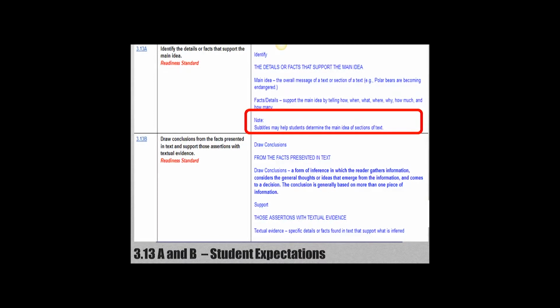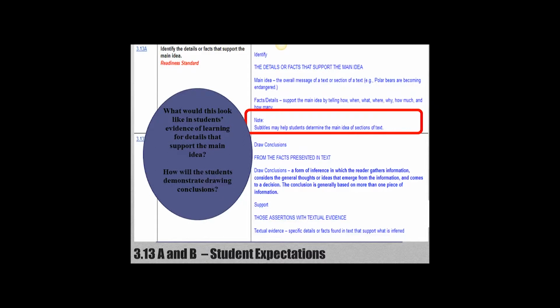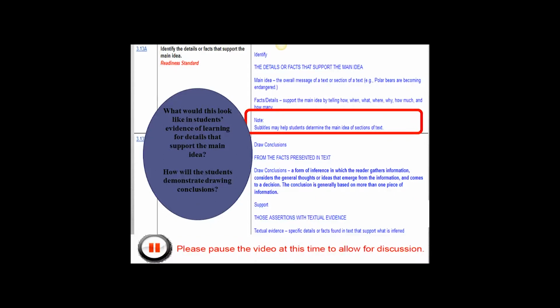3.13a says to identify the details or facts that support the main idea. 3.13b asks for students to draw conclusions from the facts presented in text and support these assertions with textual evidence. Take a moment to discuss with your team, what would this look like in students' evidence of learning for details that support the main idea? And how will the students demonstrate drawing conclusions? Please pause the video at this time to allow for discussion.